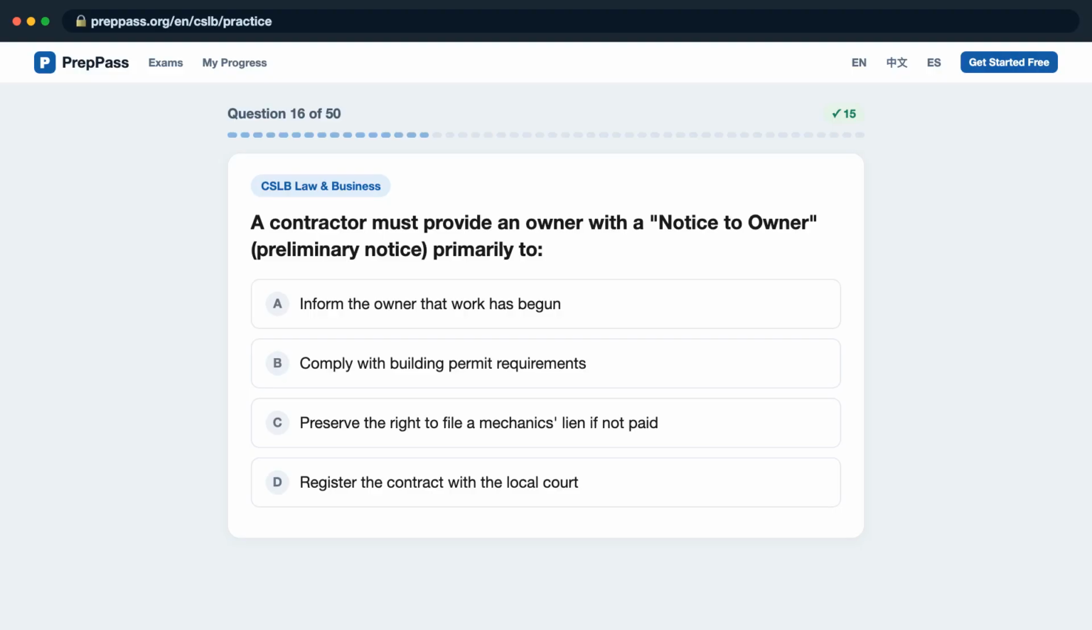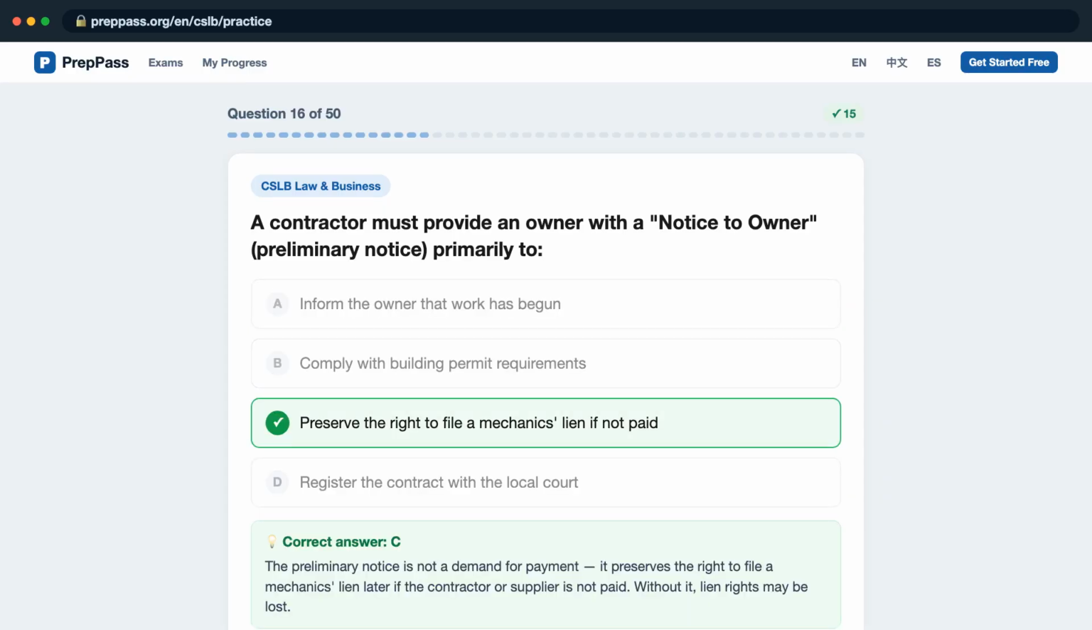Question 16. A contractor must provide an owner with a notice to owner, preliminary notice, primarily to, is it A, inform the owner that work has begun? B, comply with building permit requirements? C, preserve the right to file a mechanic's lien if not paid? D, register the contract with the local court? The correct answer is C.